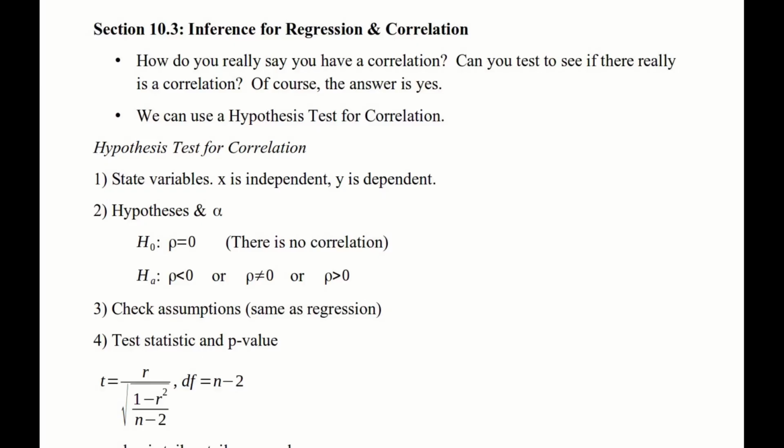The null hypothesis is exactly what you'd expect, and that is that there is no linear correlation. That is that rho, the population correlation coefficient, is equal to 0. Now, our alternative hypothesis might say that there is a negative linear correlation between the two sets of data, or that there simply is correlation. In other words, it's not equal to 0, or that correlation is positive. We need to check our assumptions, that is that it's random and normally distributed. That's the same as we've been doing with regression.